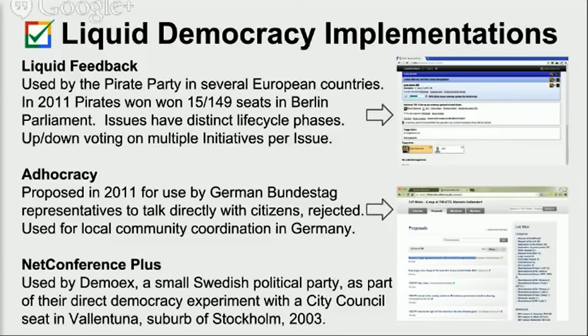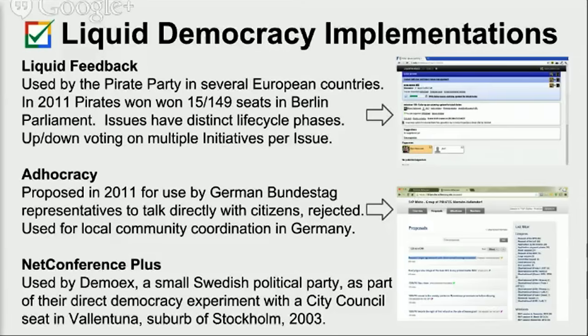The Pirate Party was founded by the founders of the Pirate Bay, who are not big fans of copyright, to say the least. But the pirate parties have spread across Europe, and their biggest success has been in Germany, where they've won seats in the parliament at various times.